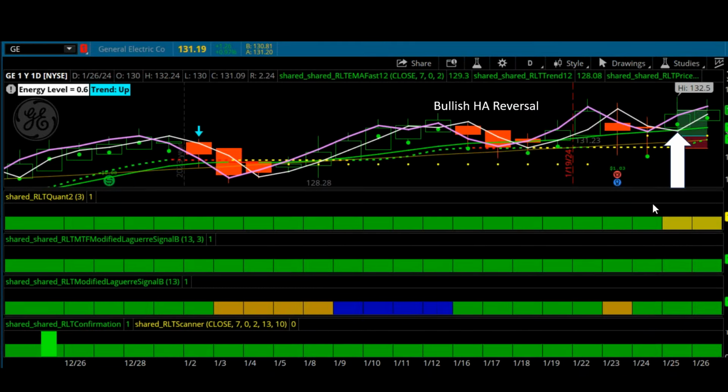This is General Electric. Again, everything green except for the long-term trend. But that's good enough for me in this particular case, because the reason it went to yellow is because it had so much chop here. But I suspect that the next day it would move to the green side. And I had green across the board and everything else. And again, it was breaking out off of this green 50 EMA right here.